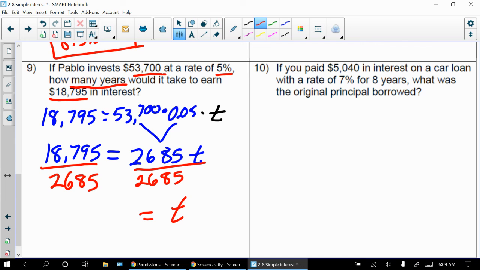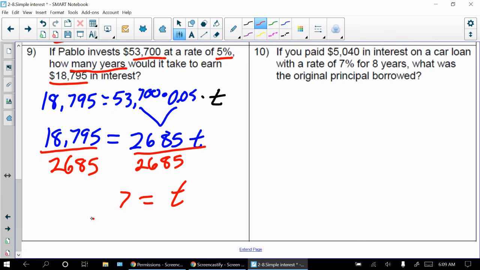Okay, so $18,795 divided by $2,685. I got 7. So what is that in time? All right, so we would say 7 years. Okay. Make sure you read each question, you find out where all your information is going, and then you will do great on this.